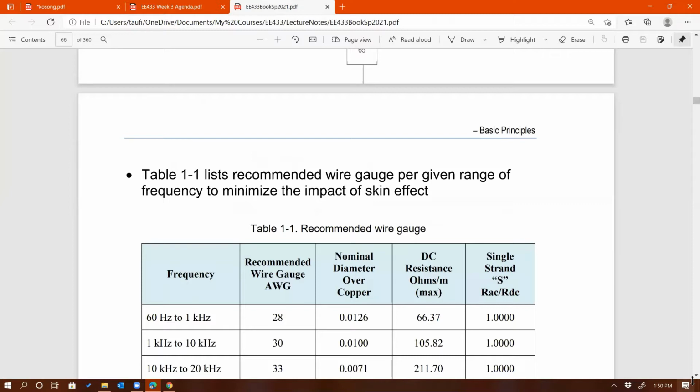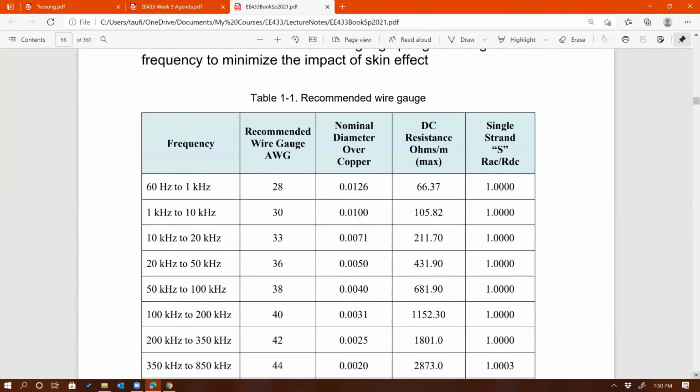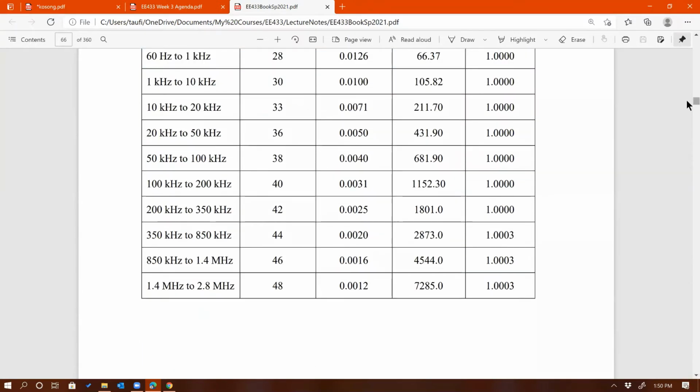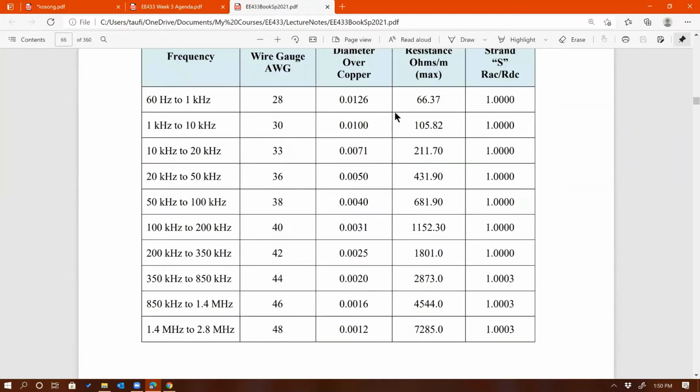And then here's a table that shows the recommended wire gauge for a range of operating frequency. It's a good table to use as a reference. Of course, you don't have to follow this. There might be some refinement in the design where this may not apply at all, but at least this should give you a good starting point in terms of selecting wire size per given frequency.